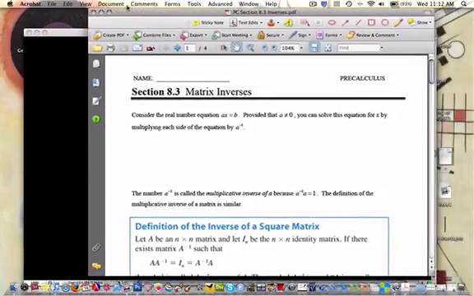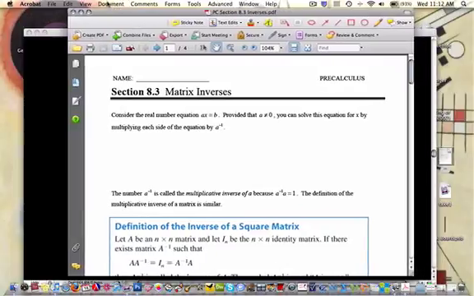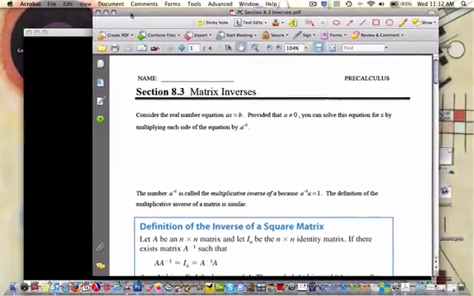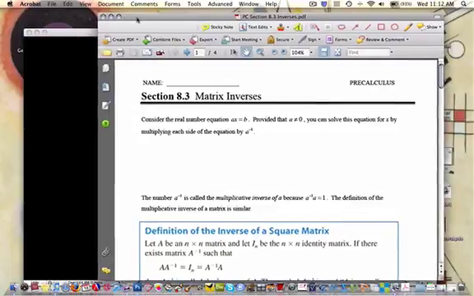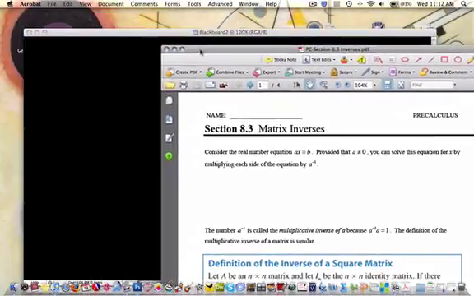Today we're doing section 8.3 over matrix inverses. You should have these notes on your desk and ready to go. Okay, so let's go ahead and get started.